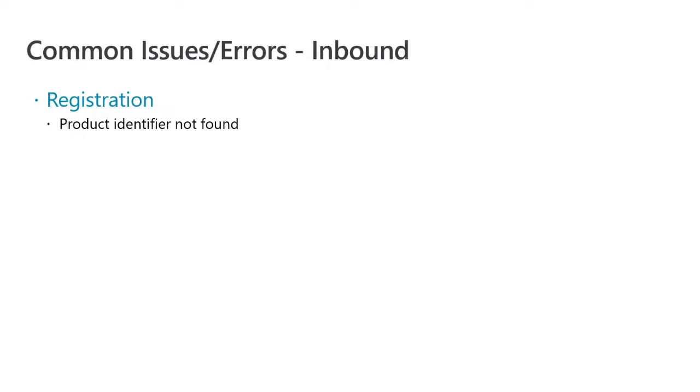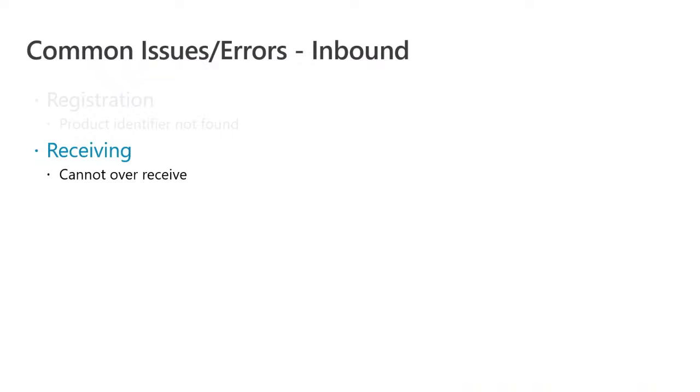include: at the registration step, the user may run into an error where on the warehouse mobile device, the error states that the product identifier is not found. This means that the app does not recognize the product that was scanned by the user during the registration process.